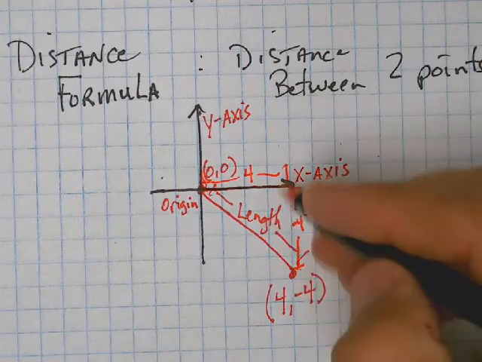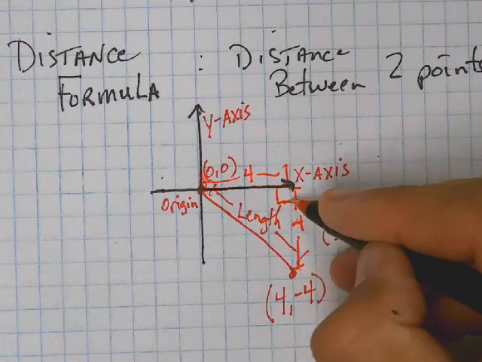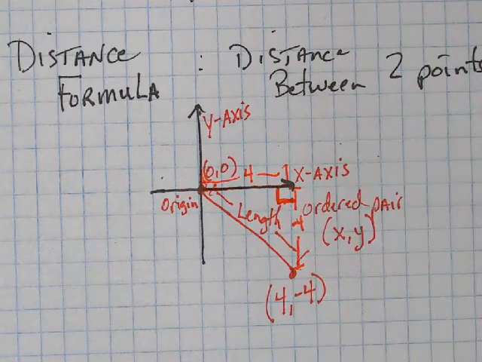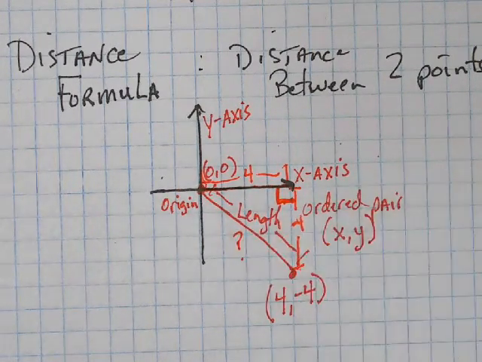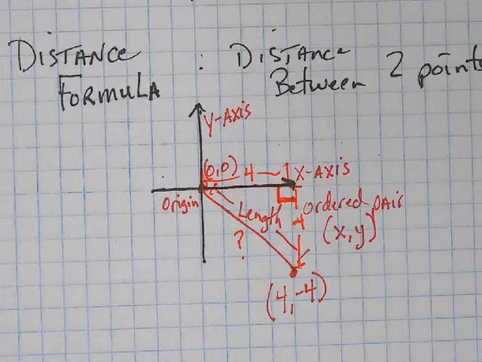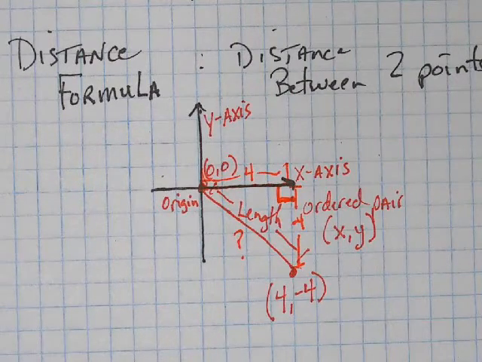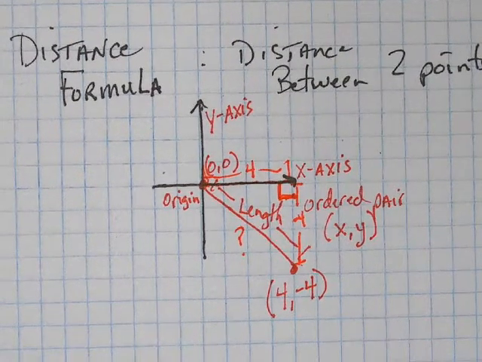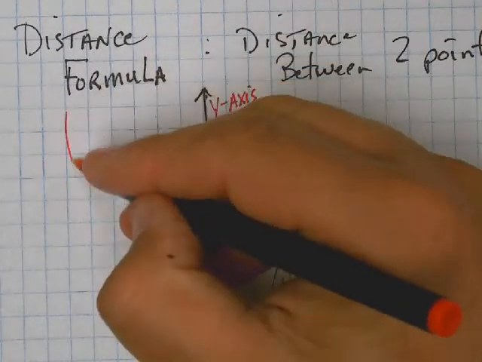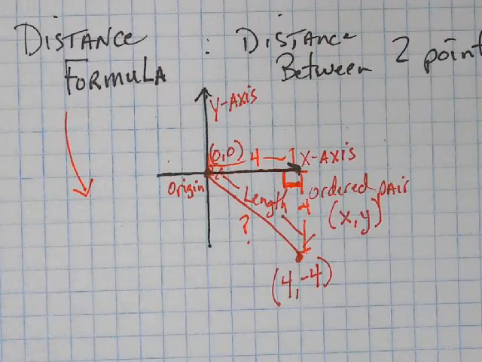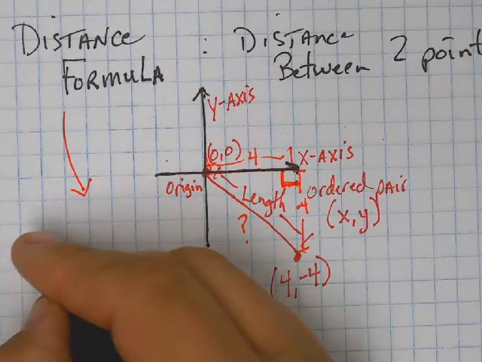And so later on in geometry, we will talk about right triangles. And we could use the Pythagorean theorem to find the length of the hypotenuse. We're just not there yet. So for now then, we've got to use the distance formula. All right, what's the distance formula? It is this. Here we go.